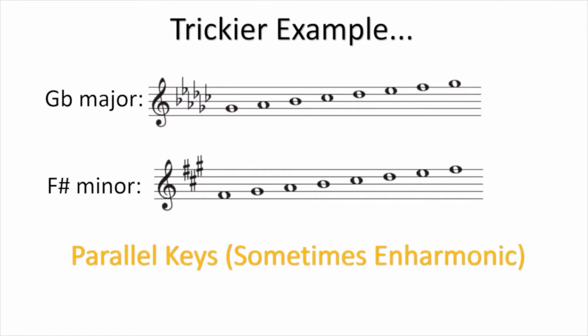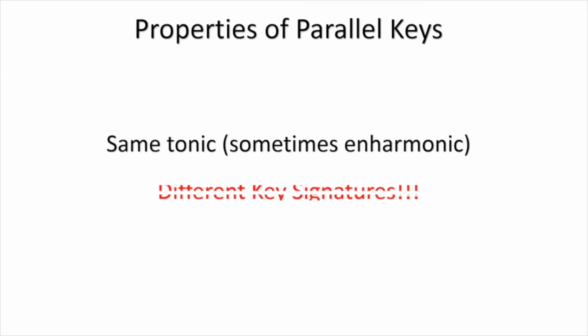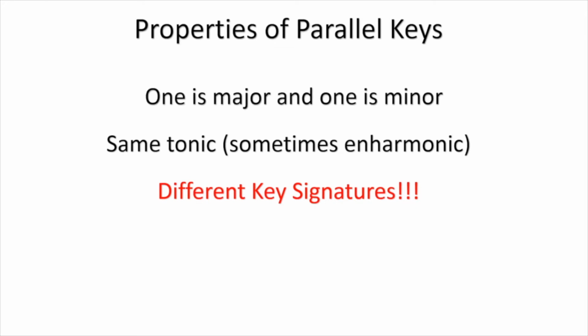So from these examples, we can conclude some properties for parallel keys. Parallel keys start and end on the same note, which means that they share the same tonic. And parallel keys do not share the same key signatures. And of course, parallel keys means one is major and one is minor.